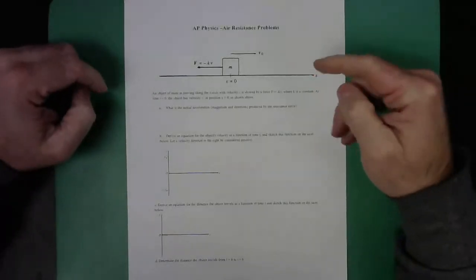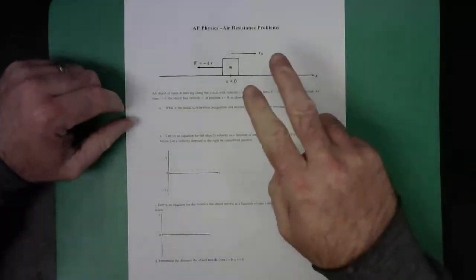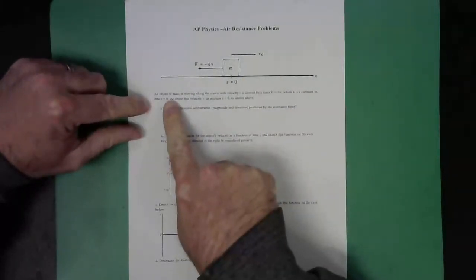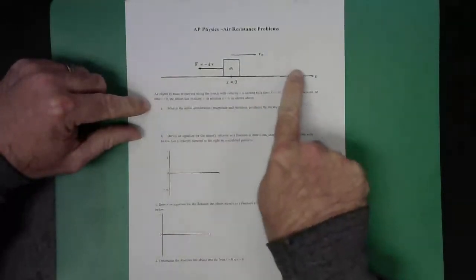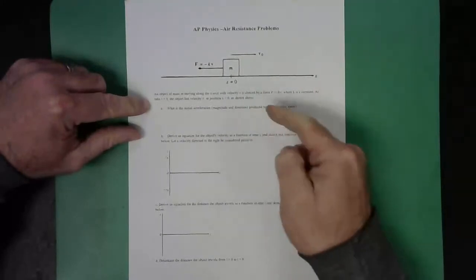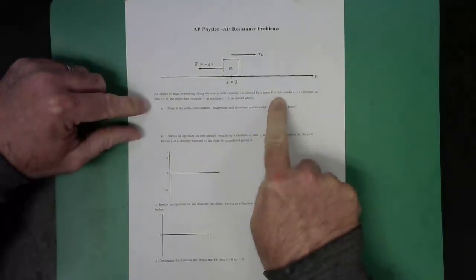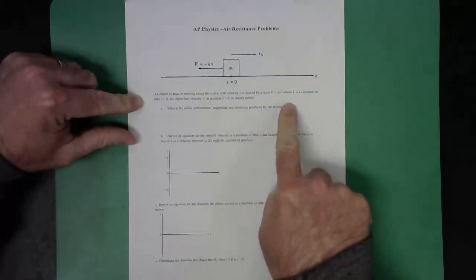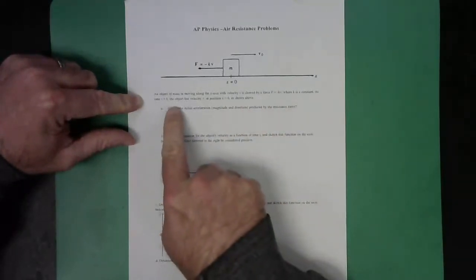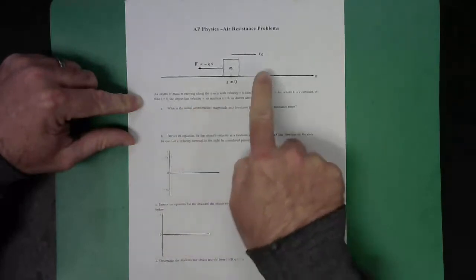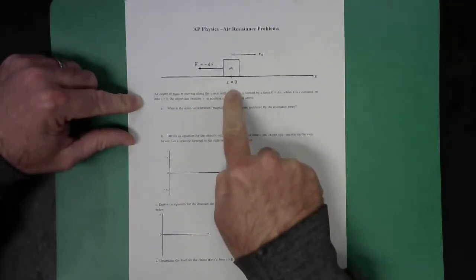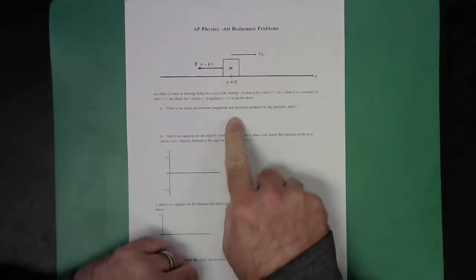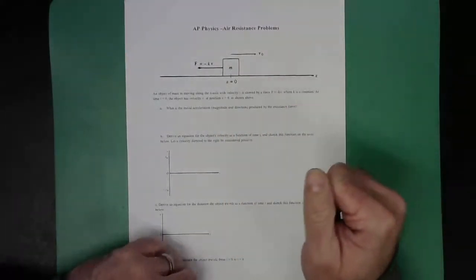For AP Physics air resistance problems, I'm going to do a couple old AP free response problems. This first one says an object of mass m moving along the x-axis with velocity v is slowed by this force, negative kV. So there's my resistive force that's going against the velocity, where k is constant. At time 0, the object has a velocity v naught when it's at position 0, as shown above. What's the initial acceleration, magnitude and direction, produced by the resistance force?